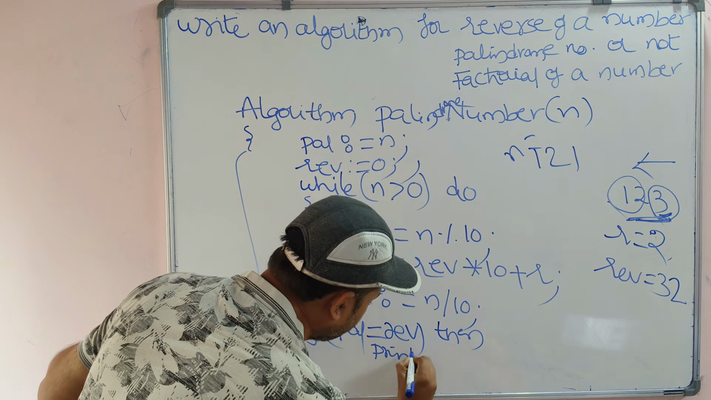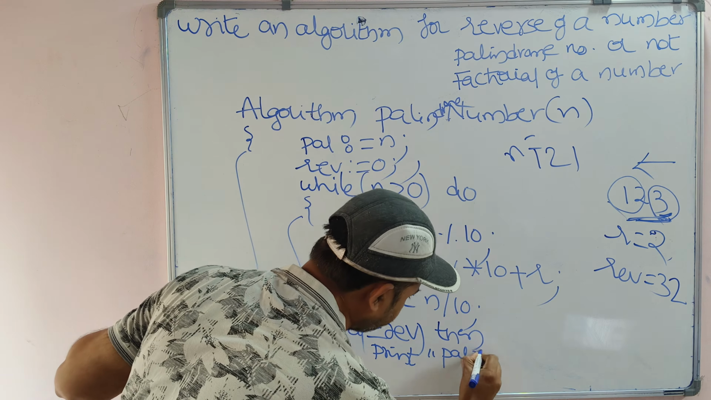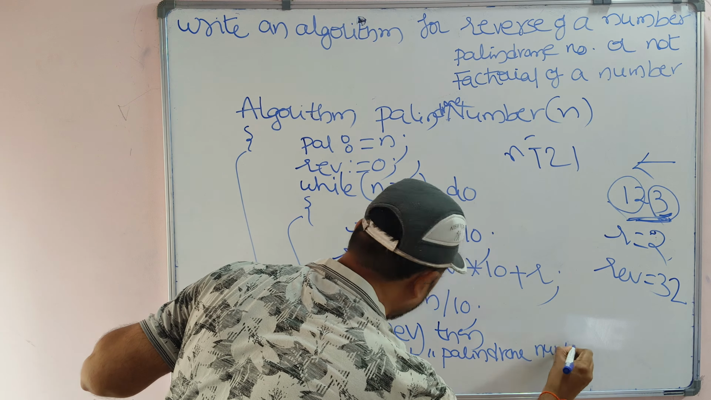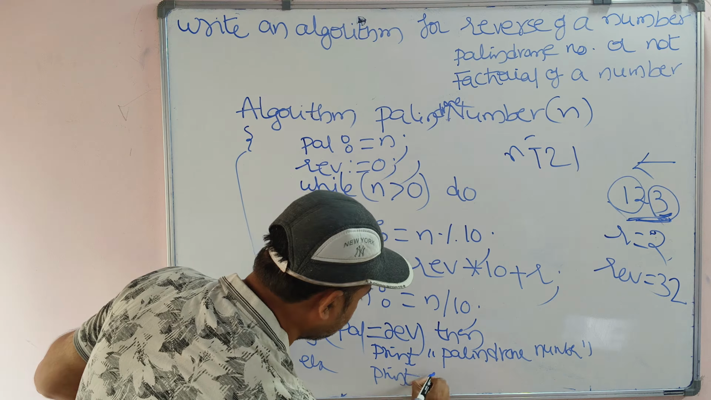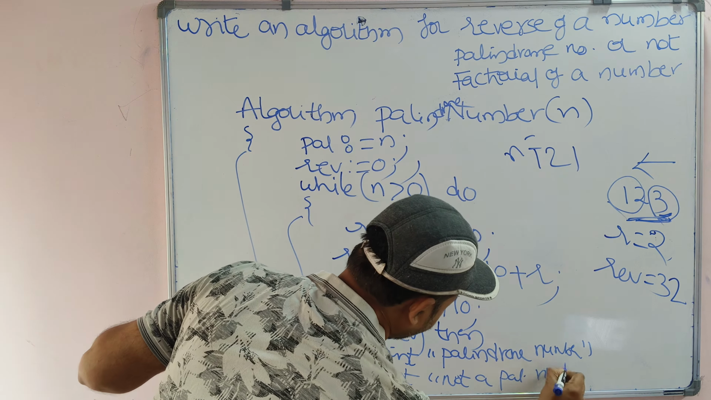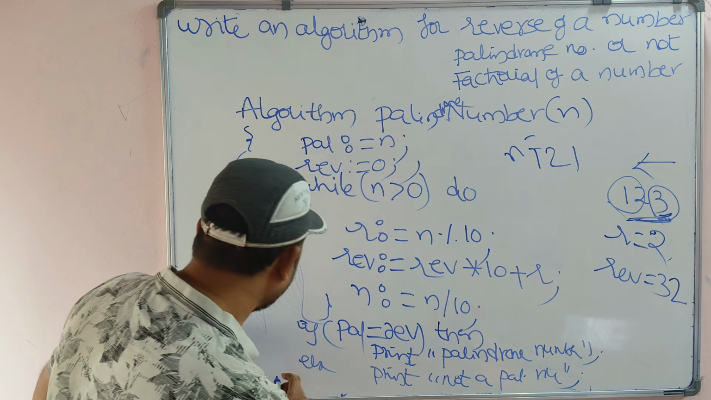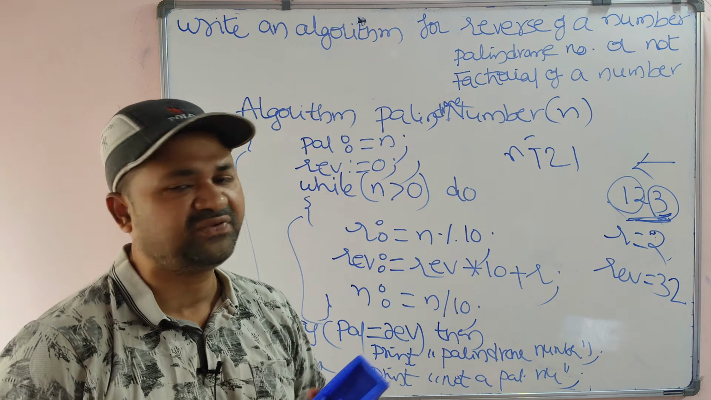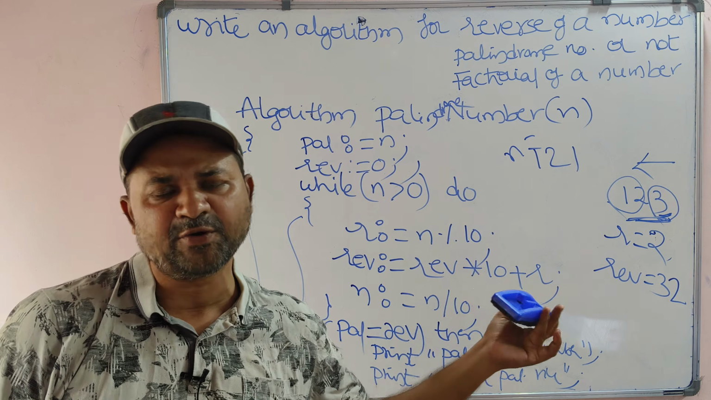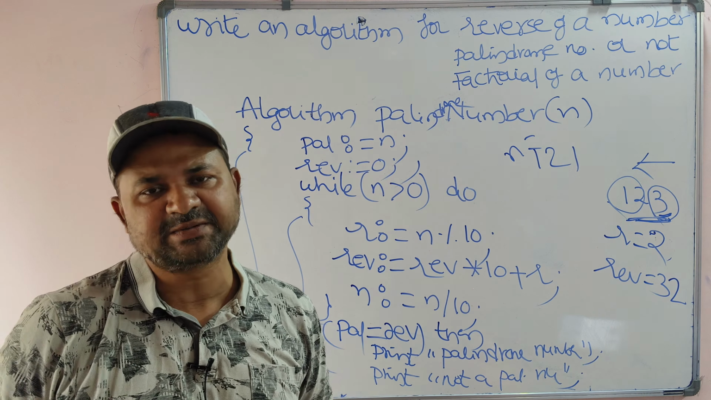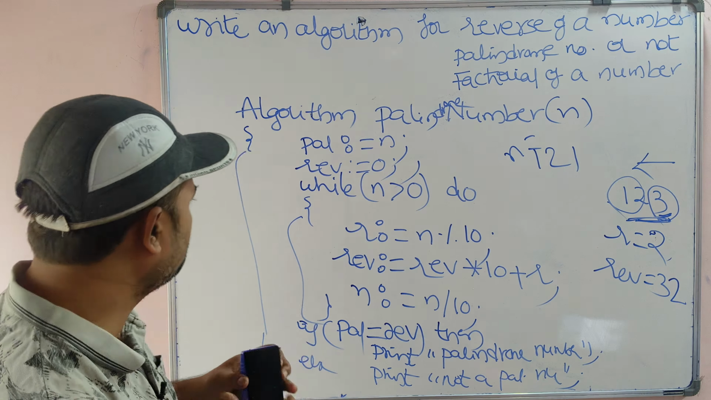Then you may print palindrome number. Else print not a palindrome number. Every statement ends with a semicolon. Next, close the algorithm. So in this way we can write the algorithm for checking whether the number is a palindrome number or not. So if you have any doubt on the logic, just refer to the description. You have the links. So go through that.